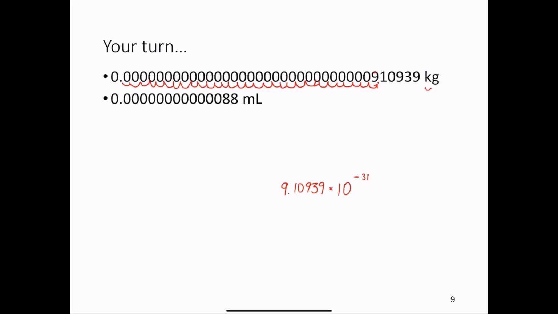And then, of course, remember to write the units of your answer. Okay, so 9.10939 times 10 to the minus 31 kilograms. See, did we get it right? Yes, we did. Okay, let's also do the second one.